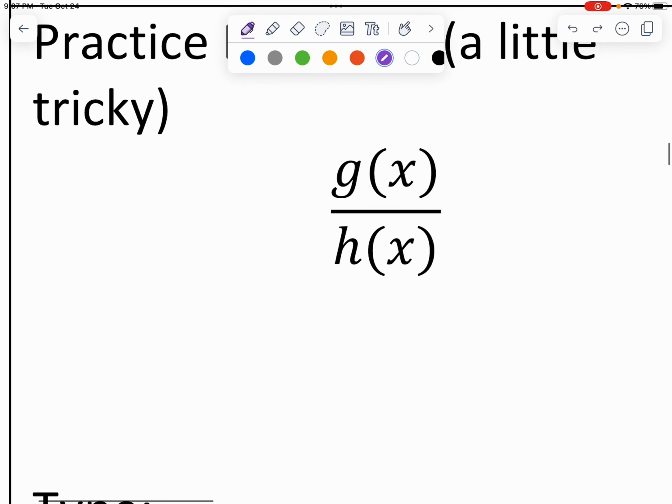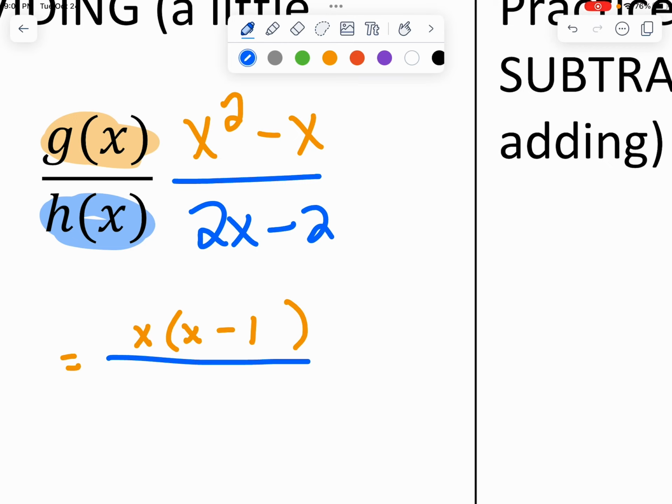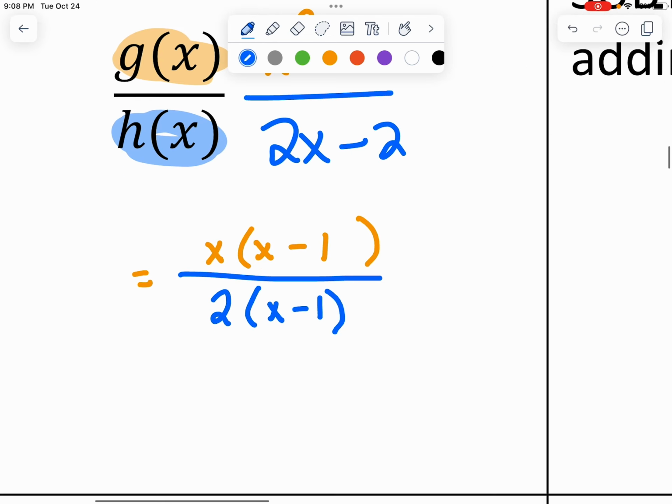Can you tell me what the GCF of the top is? x. And if you take an x out, what would you get? x minus 1. They should be able to do that. What's the GCF of the denominator? 2. What would you be left with? x minus 1. It's almost like I did that on purpose. They did do this in Algebra 1 on the Keystones, hopefully. Cancel them out.